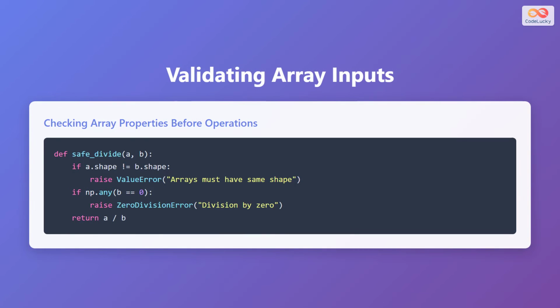Proactive validation is a best practice for preventing errors before they occur. This safe divide function demonstrates input validation. First, it checks if the 2 input arrays have the same shape, raising a value error if they don't match. Then it uses np.any to check if any element in array B equals 0, raising a zero division error if division by 0 would occur. Only after passing these checks does it perform the actual division operation.